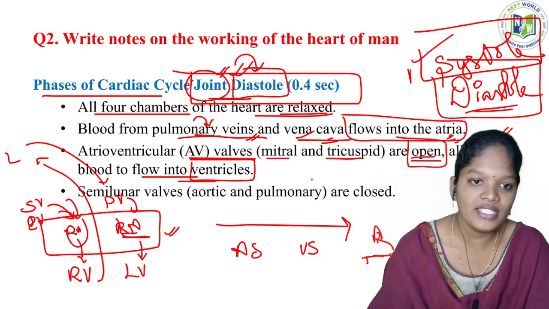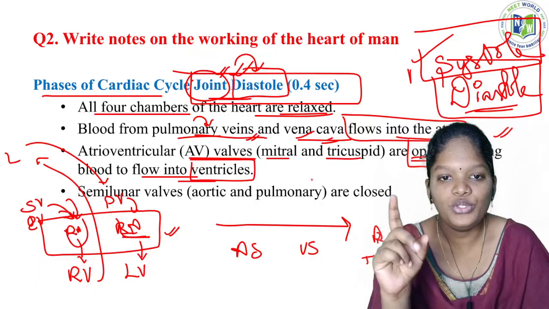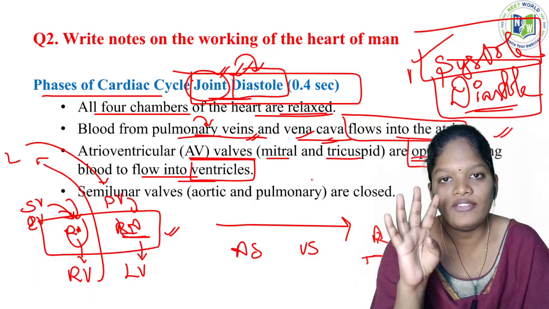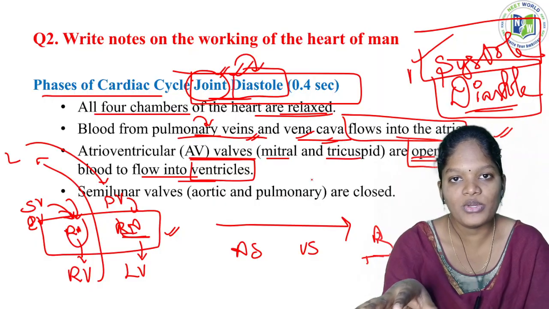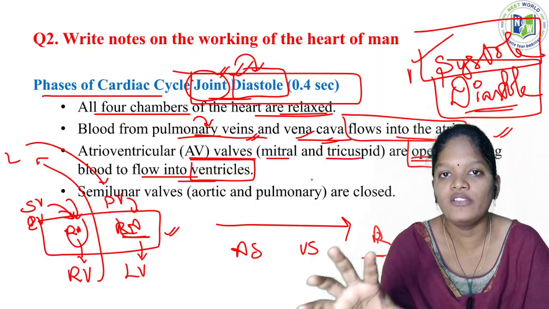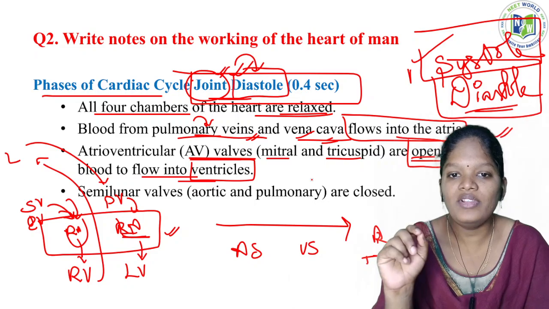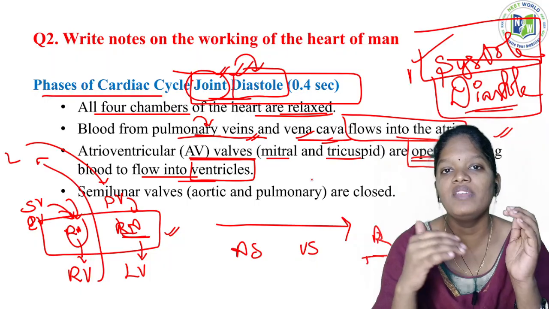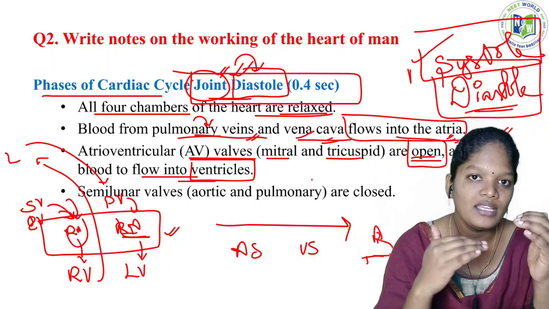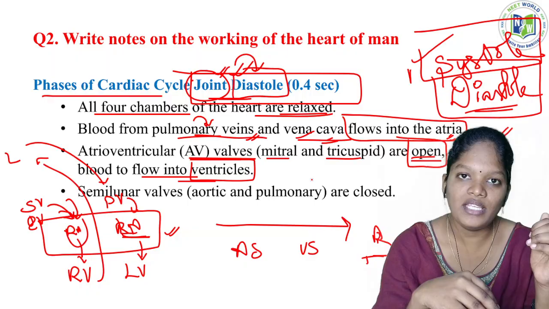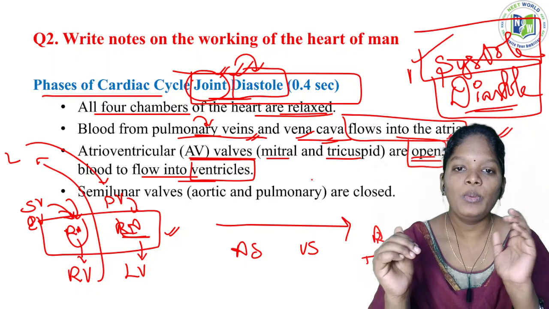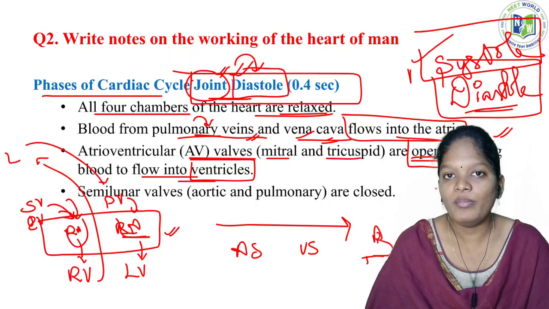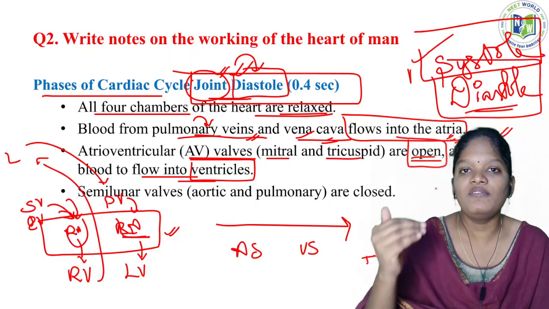At the time of joint diastole, we have four chambers, and all four chambers are in a relaxed state for a duration of 0.4 seconds. The second thing is the mitral valve, the bicuspid, and the tricuspid valve, which are present between the right atrium and ventricle, and the left atrium and ventricle. These valves are also open. If the valves are open, the blood from the atrium flows to the ventricles.